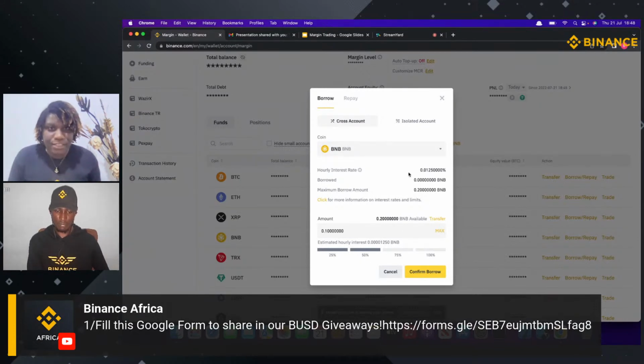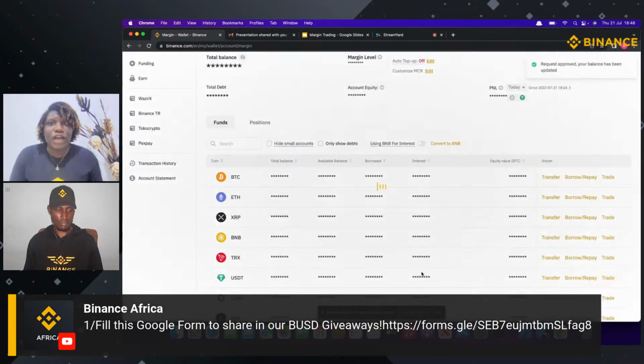So this is the entire process. You're going to confirm and borrow. So let me borrow, confirm borrow. I have successfully borrowed 50% more in addition to the funds that I have. So right now I have more BNB than I transferred here. That is the beauty of margin trading, the leverage. I've been able to borrow more, and with these more funds, I can choose what to do with it.